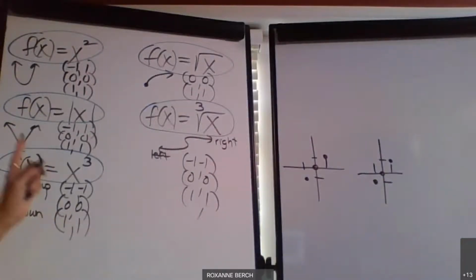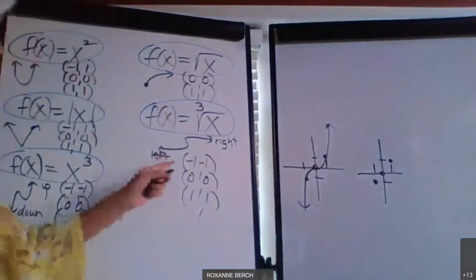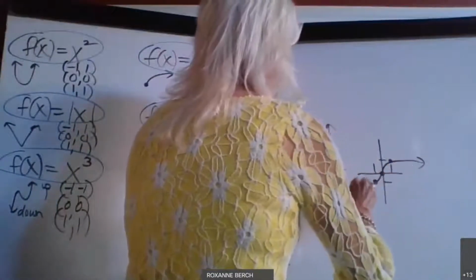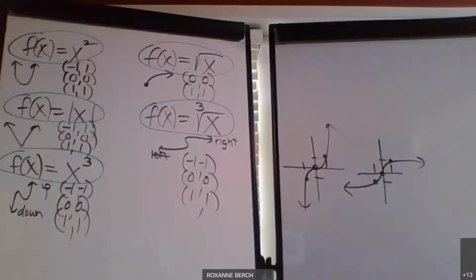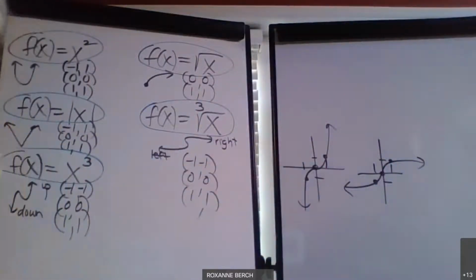But the cubic goes up on the right and down on the left, and for the cube root, he goes right on the right and left on the left. So even though the points are the same, they're graphed differently. So the cubic always looks like this, the cube root always looks like that. Okay, now these are parent functions that we know about.